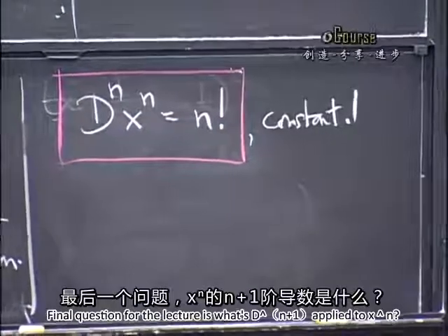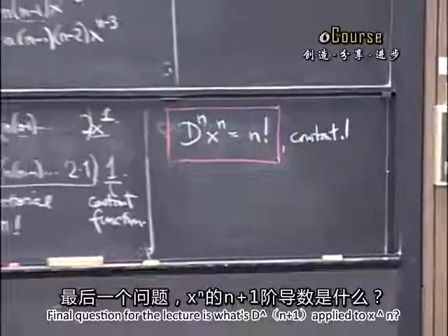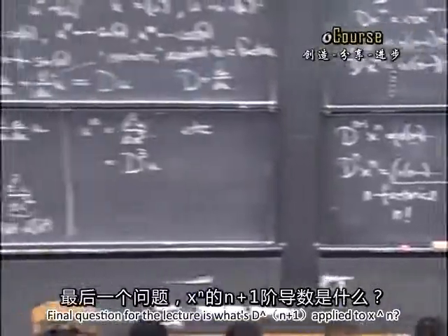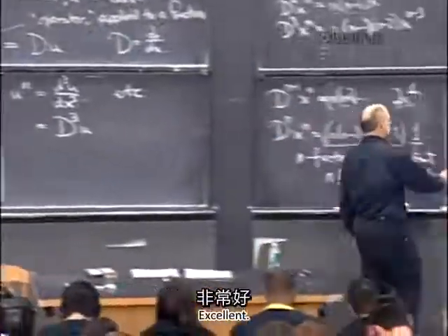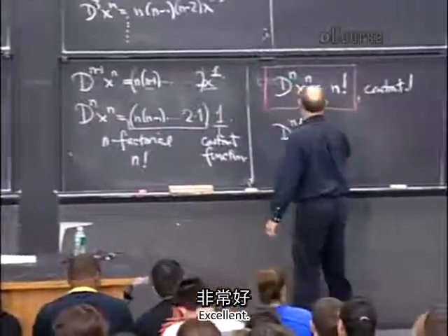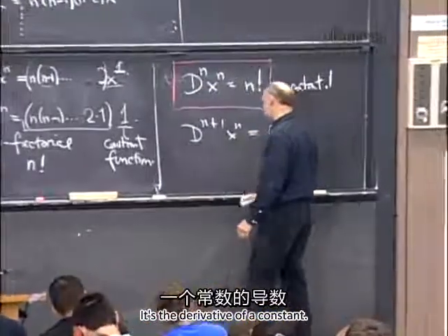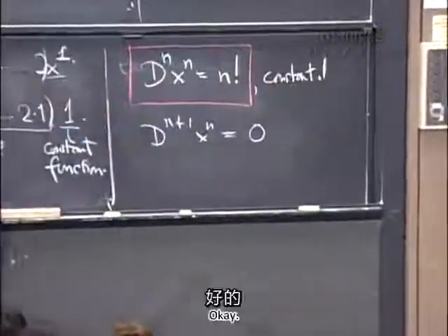Final question for the lecture is, what's d to the n plus 1 applied to x to the n? Ha! Excellent. It's the derivative of a constant, so it's 0. Okay, thank you.